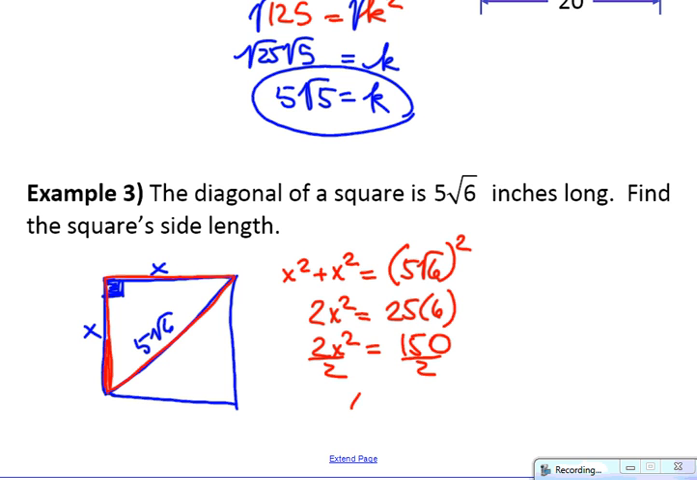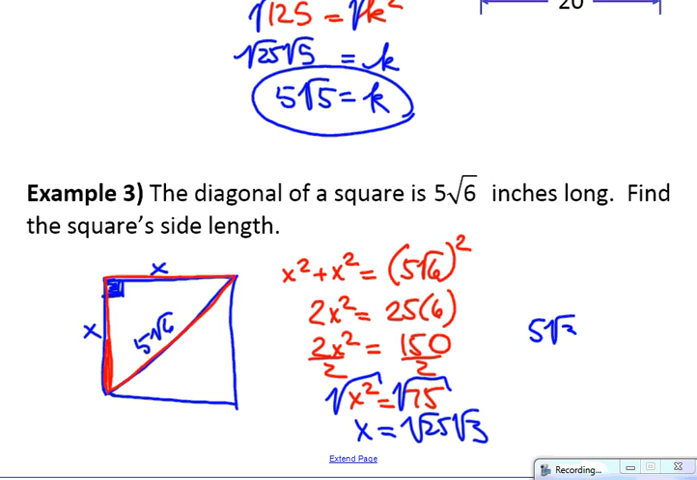Divide by 2. x squared is equal to 75. Then take the square root of both sides, and we get that x is equal to 25 times 3. So x is equal to 5 radical 3. So we'll say 5 radical 3, and that is inches.